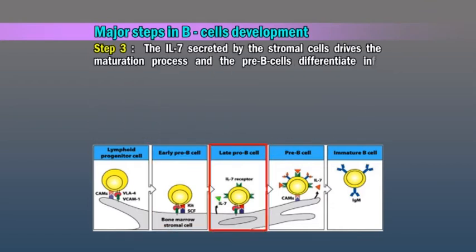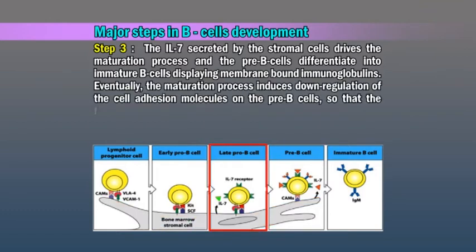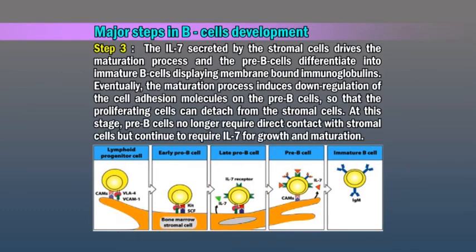Step 3. The interleukin-7 secreted by the stromal cells drives the maturation process, and the pre-B cells differentiate into immature B cells displaying membrane-bound immunoglobulins. Eventually, the maturation process induces downregulation of the cell adhesion molecules on the pre-B cells so that the proliferating cells can detach from the stromal cells. At this stage, pre-B cells no longer require direct contact with stromal cells, but continue to require interleukin-7 for growth and maturation.